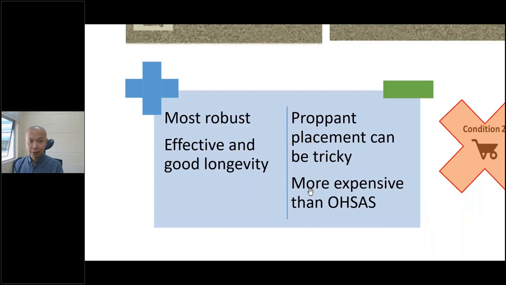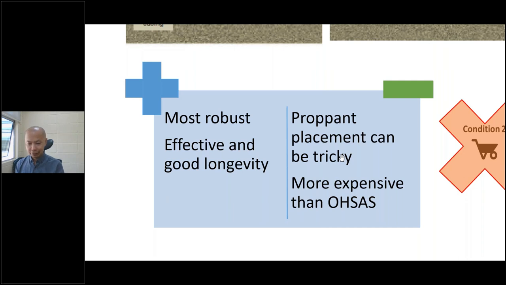So let's zoom in on the plus and minus. The plus point is that it is the most robust method amongst all the sand control methods. This is the most robust, provided that it's designed and done correctly. It can provide effective and good longevity. The drawback is the propane placement can be tricky.